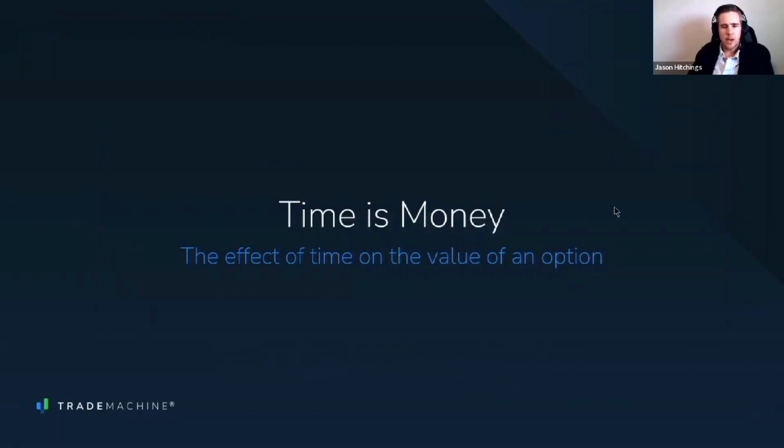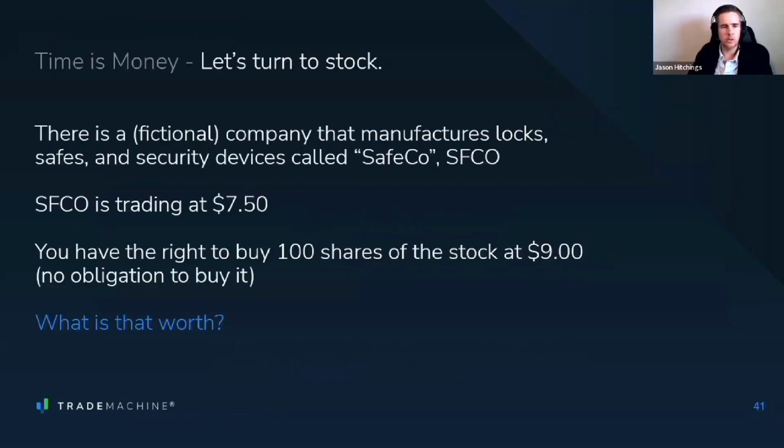Okay, so we didn't talk about time in that safe, but let's dive into some examples and try to understand why time has such a big impact and how that relates to how much the stock itself moves. So we're going to invent a fictional company. We're going to call it Safeco, SFCO. That ticker isn't listed as far as I know. If it is, it's just a coincidence. But in this scenario, you have the right to buy 100 shares and you can buy at $9. How would you decide what that is worth to you? Stock's at $7.50, you have the right to buy it at $9.